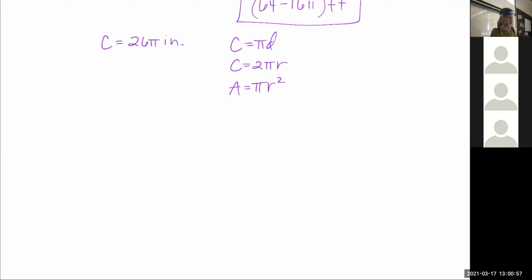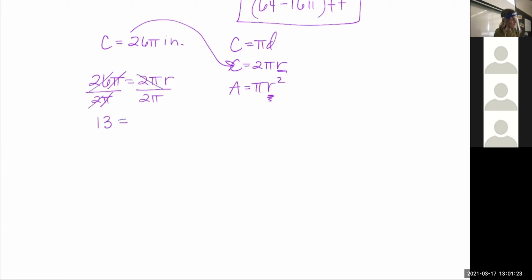Okay, so if we're trying to figure out the area, we need to know the radius. Well, we know the circumference, but we don't know the radius. So we're just going to plug it into this. 26 pi equals 2 times pi times the radius. We're plugging it into the circumference formula. So we would divide by 2 pi. Pi divided by pi is 1. 26 divided by 2 is 13. So our radius is 13, which means the area of the circle is pi times 13 squared, or 169 pi square inches.